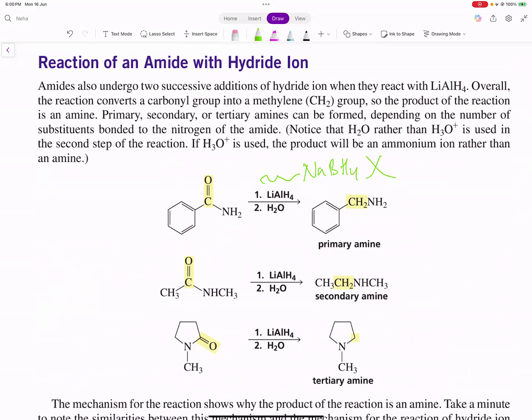Lithium aluminum hydride will work only. Sodium borohydride is weaker, and lithium is obviously more reactive. So now what is happening here? First of all, there is a C double bond O over here. I simply replace this double bond O by two hydrogens. That is how we draw the product for the reduction of amides, and we will get the corresponding amines.